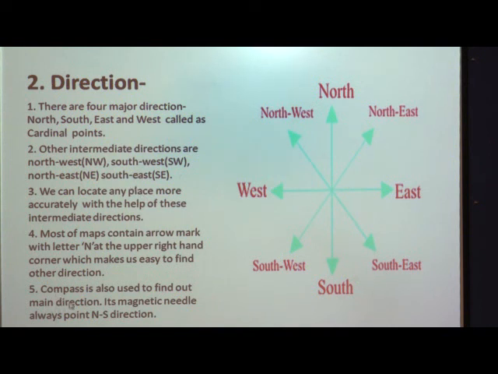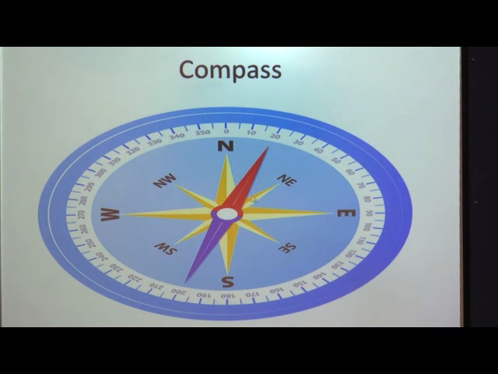Again one more important term is compass. Compass is also used to locate direction, to find out the main directions. What does this compass have, children? The compass has a magnetic needle, and that always points in the north and south direction. See this picture, this is a compass and it always points the north and south direction. It has a magnetic needle that will always show you the proper direction.